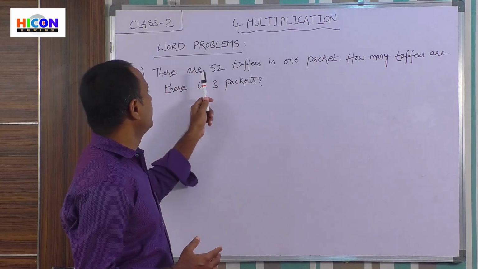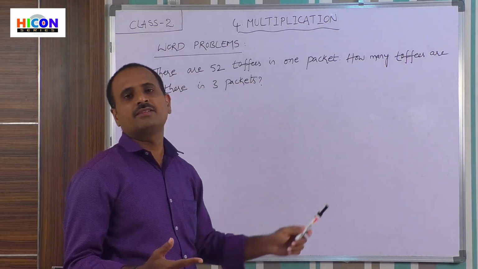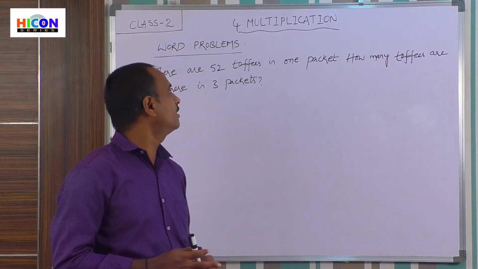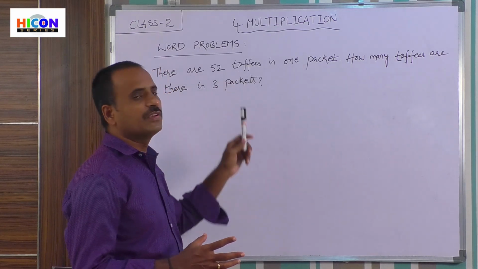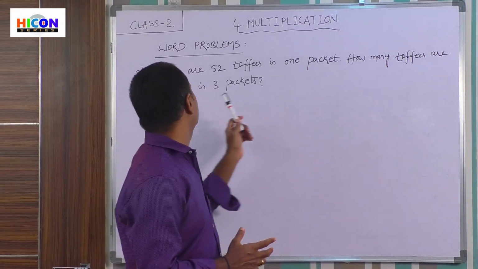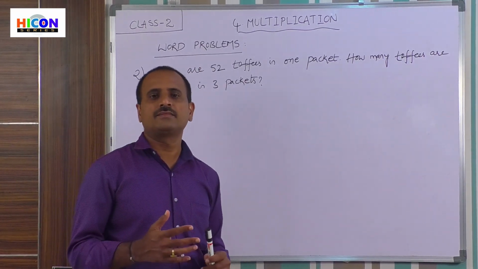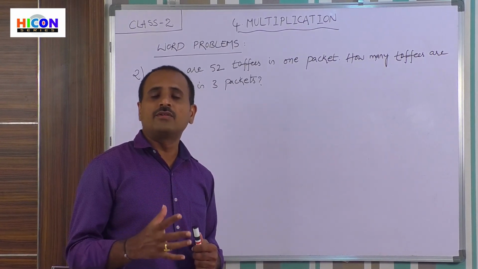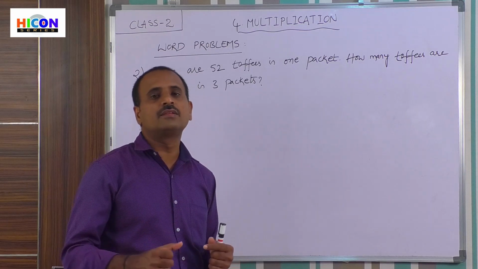There are 52 toffees in one packet. So children, how many toffees are there in each packet? There are 52 toffees in each packet. And next, how many toffees are there in 3 packets? If there are 3 packets, then how many toffees are there in total in 3 packets?